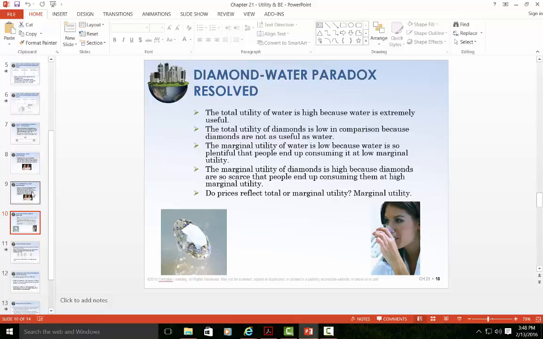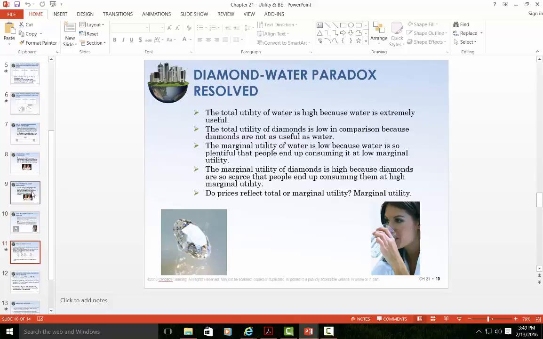They're not casually lying all over the ground, readily available for you to pick up. So that's the idea: marginal utility tends to explain the cost differences, or why we value one thing over another. All right, so let's keep going.